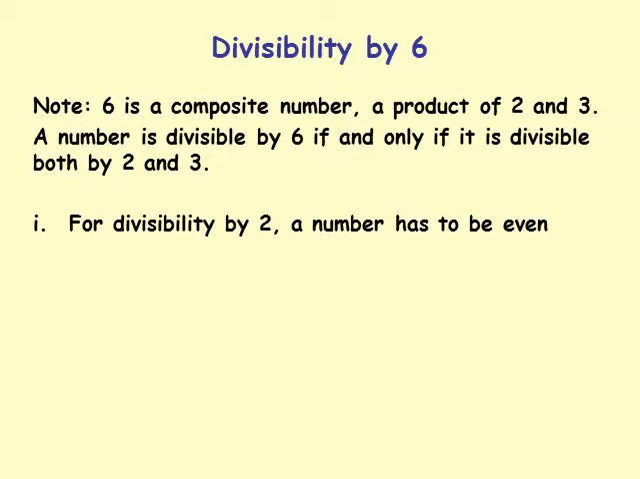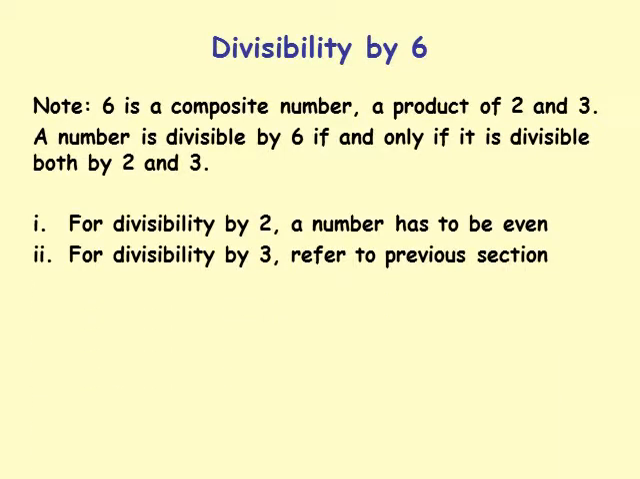For divisibility by 2, a number has to be even. If a number is even, it's divisible by 2. If a number ends in 0, 2, 4, 6, or 8, it's divisible by 2. For divisibility by 3, refer to the previous section: we check the digit sum, and then whatever is left over, is that remainder divisible by 3.